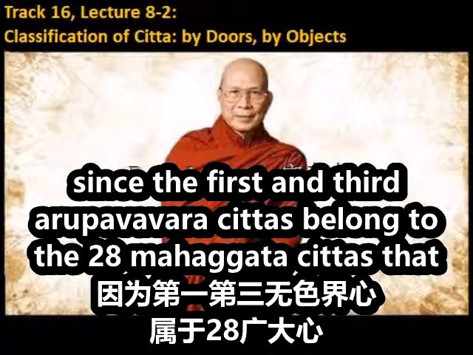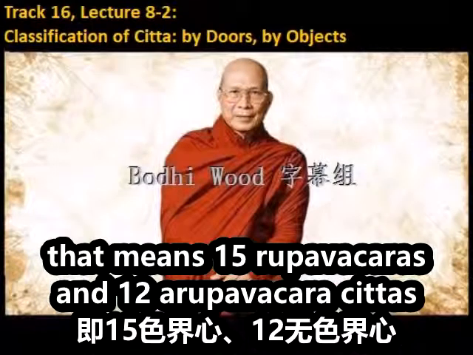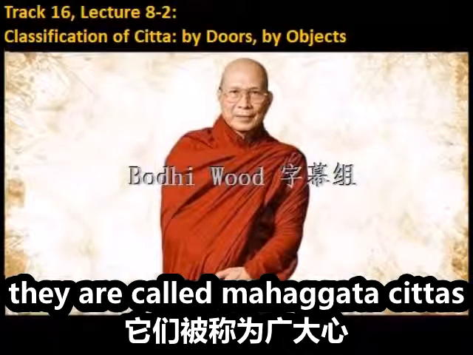Since the first and third arupa vajra citta belong to the 27 mahagata cittas, that means 15 rupa vajras and 12 arupa vajra cittas, they are called mahagata objects.